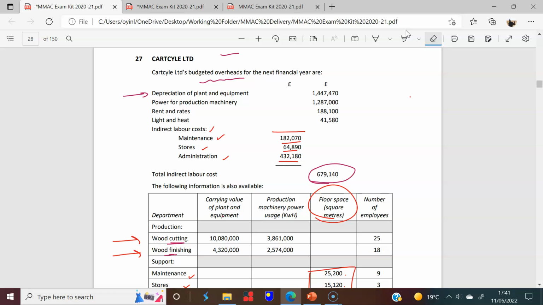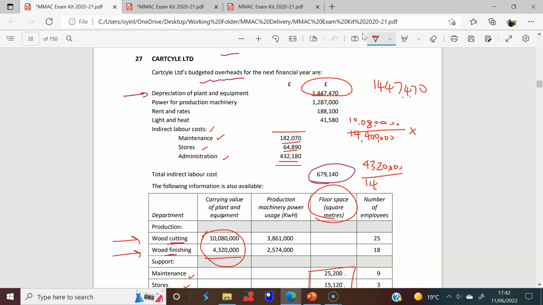If you're splitting this cost based on these values, you will have to add them together first, in terms of the carrying amount here, and this comes to 14,400,000 when you add these two together. So for wood cutting, I'm telling you that my wood cutting is 10,080 over this, as a fraction, times the 1,447,470, and the wood finishing is 43,200,000 over 14,400,000 times the 1,447,470. I'm literally splitting this cost in the ratio of their carrying amounts. That's what I'm doing, literally.